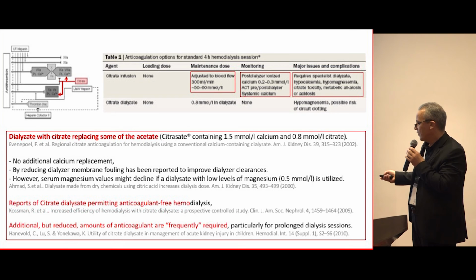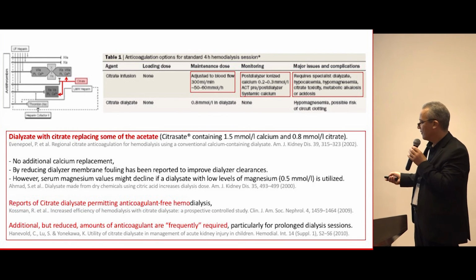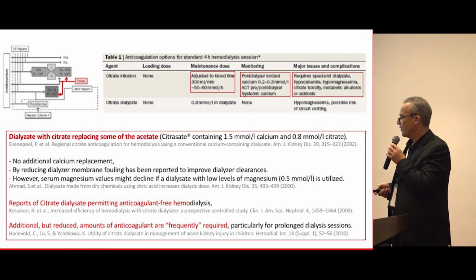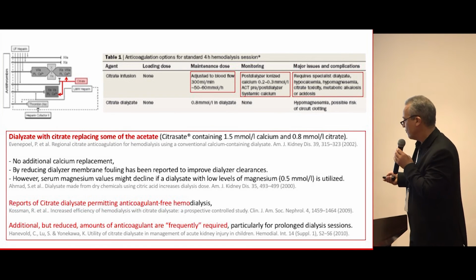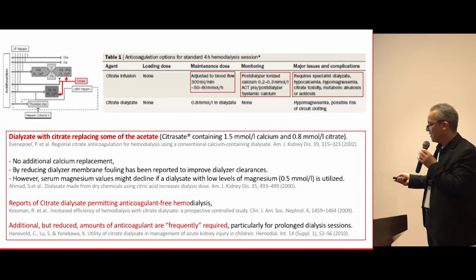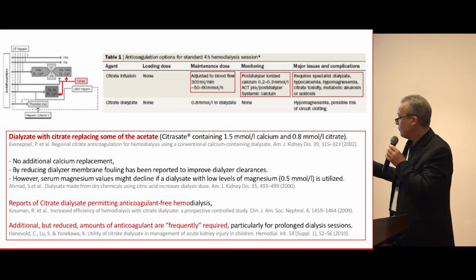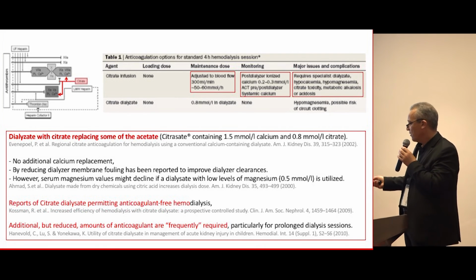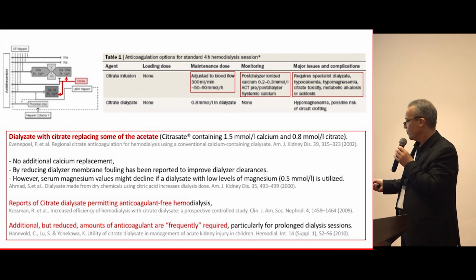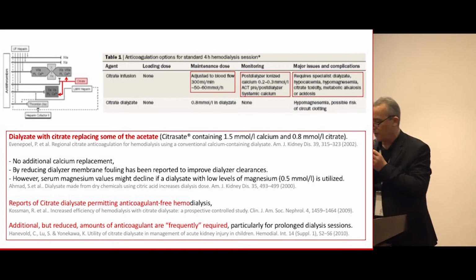Reports of citrate dialysate permitting anticoagulant-free hemodialysis are published, and it is true. We use it in the center where I work now, and we can have dialysis without use of anticoagulant when we use citrate dialysate. Otherwise, additional but reduced doses of anticoagulant are frequently used for these patients.